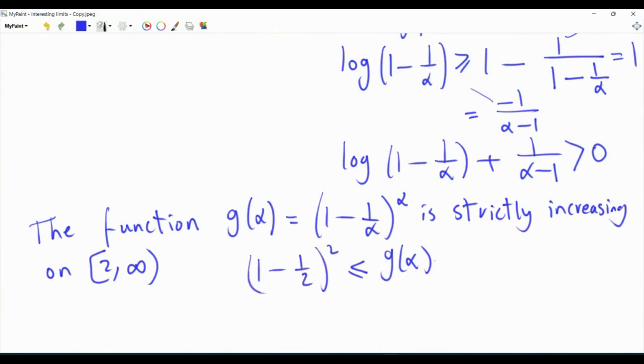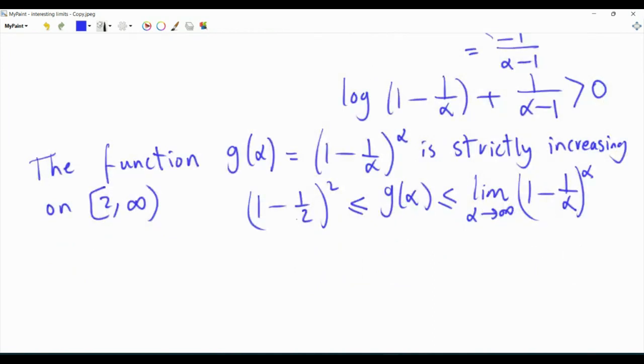And this function keeps increasing, and it is less than or equal to the limit as alpha tends to infinity of (1 minus 1 over alpha) to the power alpha. So the lower bound is 1 minus half, that's (1/2) squared, so 1/4. And this limit is e to the minus 1. So our function g of alpha is between 1/4 and e to the minus 1.